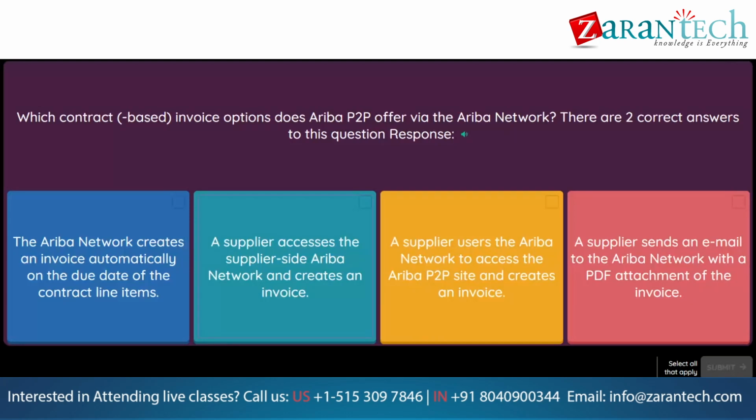Option 2, a supplier accesses the supplier-side Ariba network and creates an invoice. Option 3, a supplier uses the Ariba network to access the Ariba P2P site and creates an invoice. Option 4, a supplier sends an email to the Ariba network with a PDF attachment of the invoice.